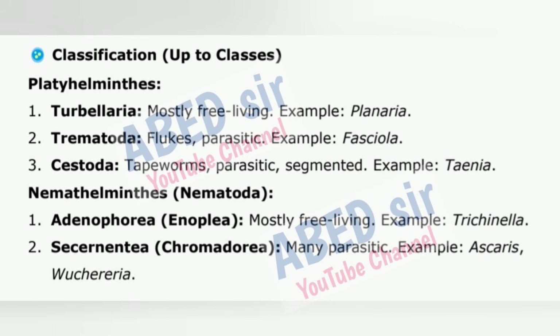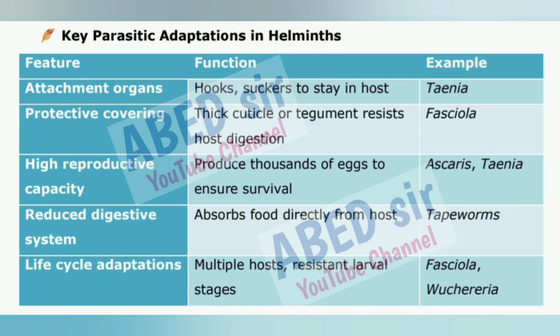Platyhelminths. 1. Turbellaria, mostly free-living. Example, planaria. 2. Trematoda, flukes, parasitic. Example, Fasciola. 3. Cestoda, tapeworms, parasitic, segmented. Example, Taenia. Nemathelminths, Nematoda. 1. Adenophorea, Enoplia, mostly free-living. Example, Trichinella. 2. Secernentea, Chromadoria, many parasitic. Example, Ascaris, Wuchereria. Key parasitic adaptations in helminths.